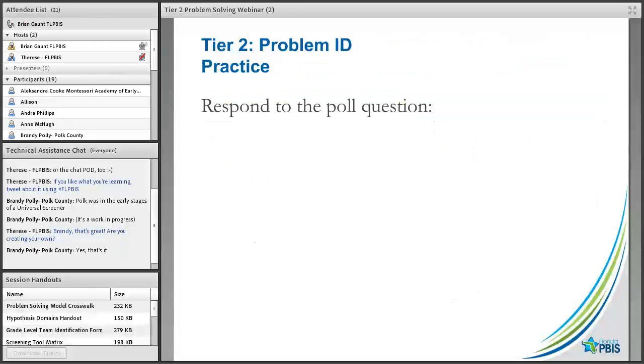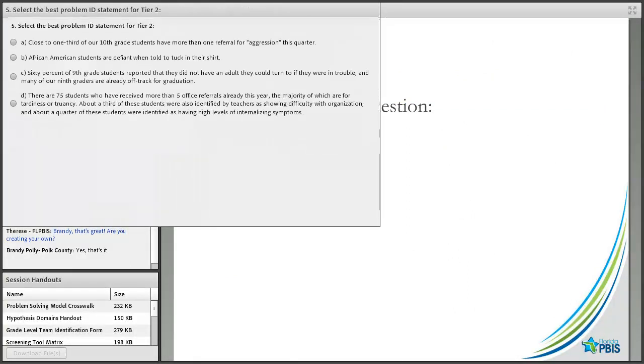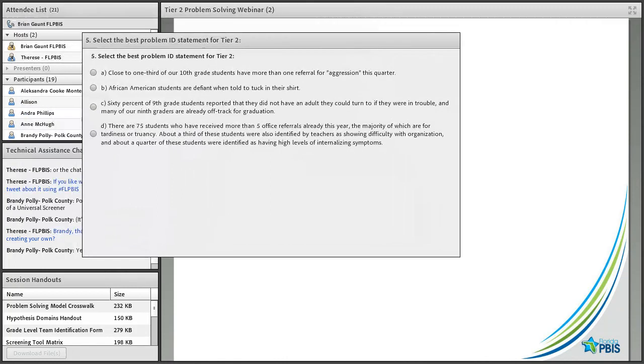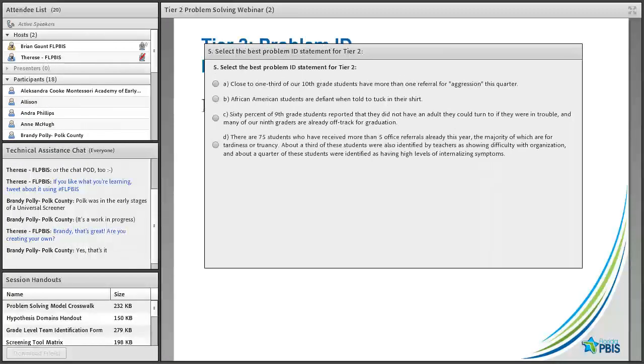So we have a poll question for you. I'd like to bring that up here in just a minute. So if you would, let's just take a moment to practice this. Here are 4 different types of statements, and we'd like you to read them and choose for us which one you think is the most appropriate problem ID statement for Tier 2. Right, we see the answers starting to come in. Once you've read your selections, you can make your choice by clicking in the circle next to the problem ID statement that you think makes the best problem ID statement for Tier 2.